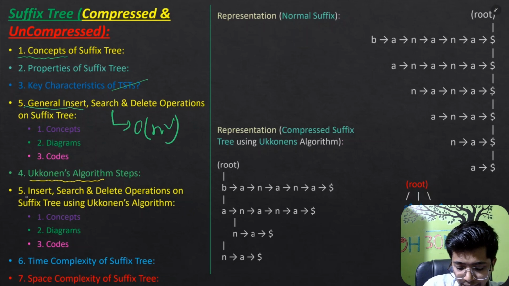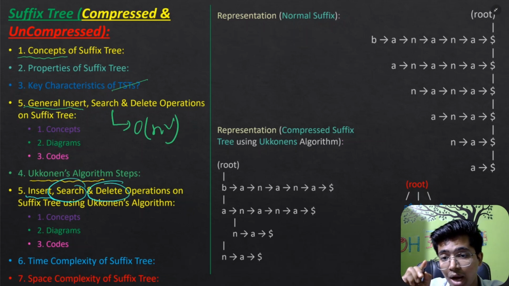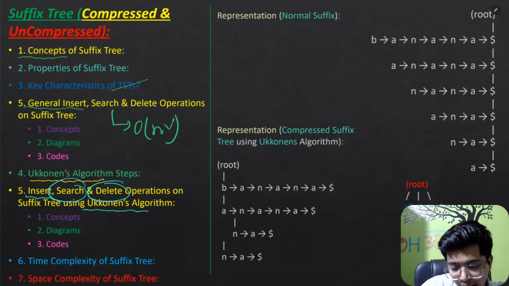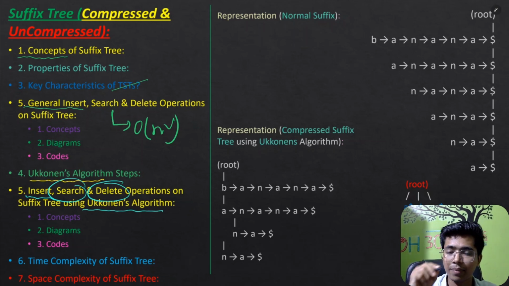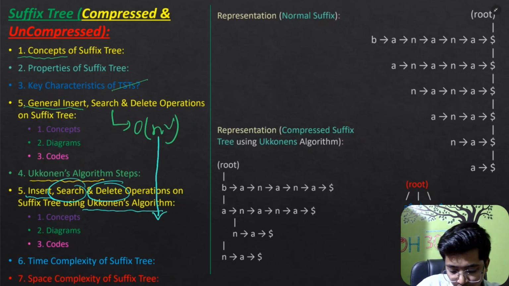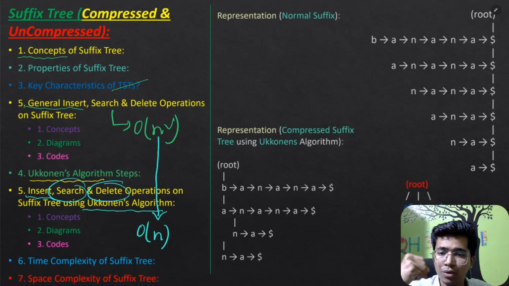Then we will again observe the insert, search, delete operations, but now using Ukkonen's algorithm. And do you know the benefit of Ukkonen's algorithm? It entirely optimizes the time complexity from big O of n square to big O of n. That means if we study the suffix tree, we must use Ukkonen's algorithm. Believe me, Ukkonen's algorithm is really tough, but we will understand it in a very easy manner.